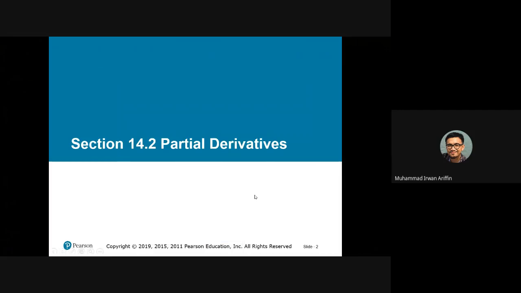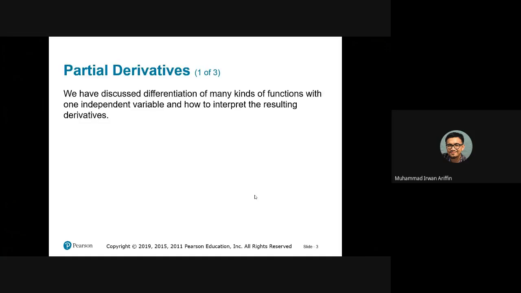So partial derivatives, because this is a continuation from our previous discussion when we dealt with functions of two variables, x and y. Instead of having one independent variable, now we have two independent variables. We're going to consider functions that have two or more independent variables, but for this course, we're going to limit our discussion to two independent variables, x and y.